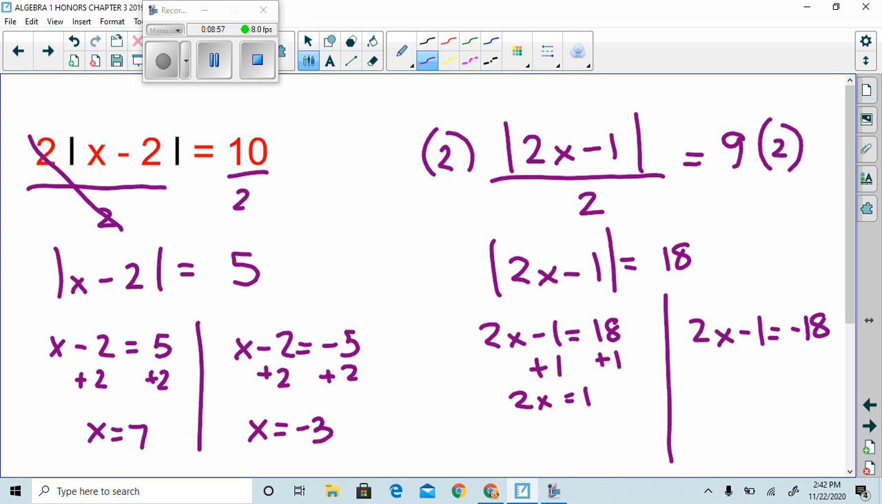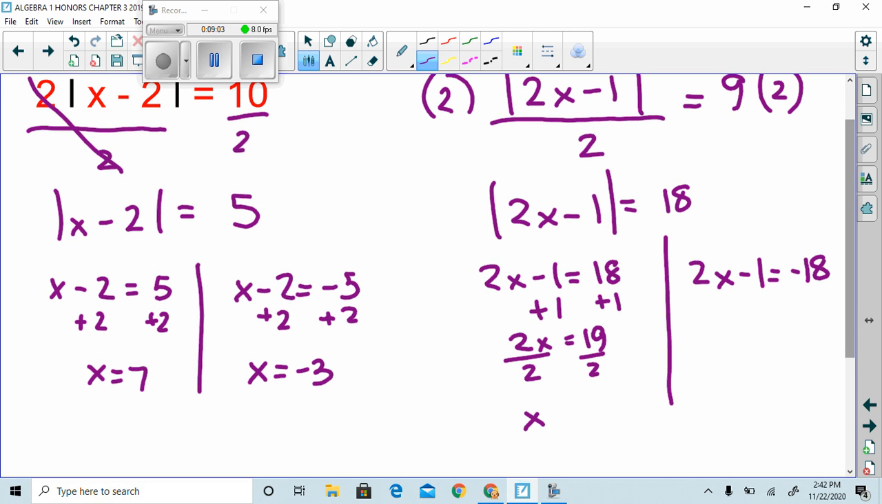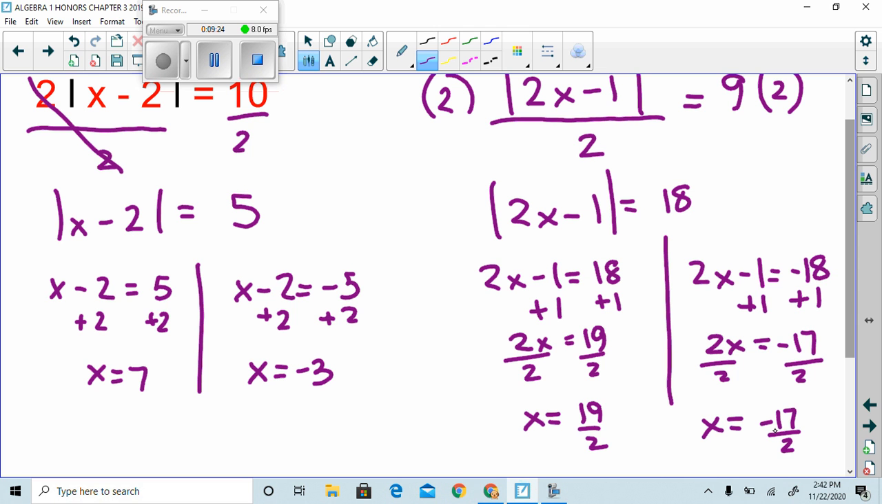2x is equal to 19, and we'll divide by 2. We don't have to rewrite this into a mixed number. We can leave it like this. And we can get fractions from time to time. Let's add 1 to both sides. I just wanted you to see it's not always an integer. Negative 17, and divide by 2. X is equal to a negative 17 halves. And we'll stop at this point and give you an opportunity to practice some on your own.